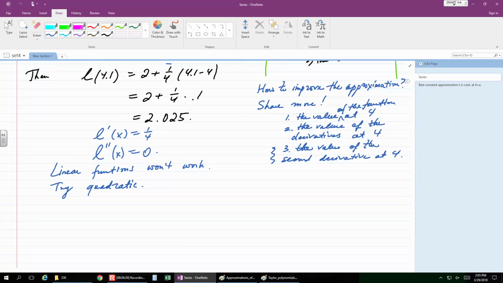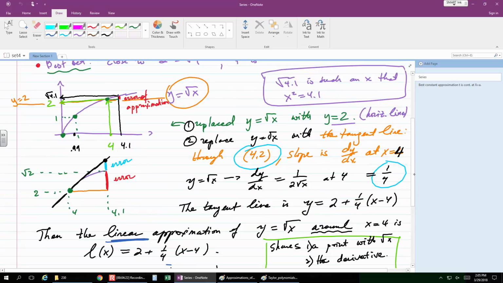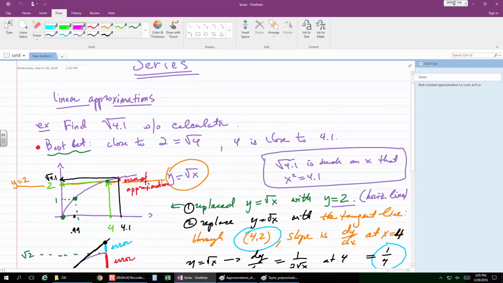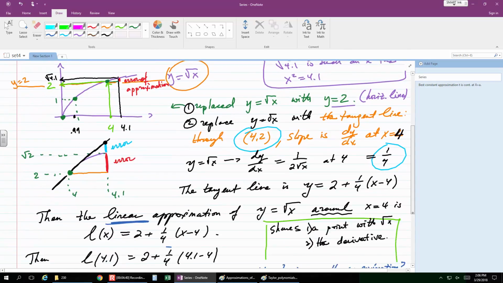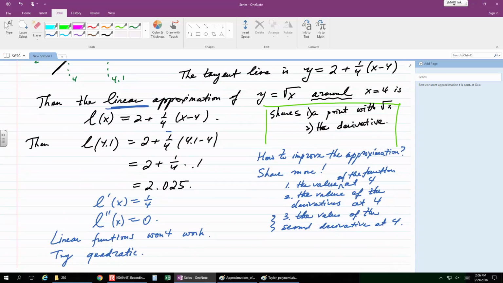So that works out fine. The approximation, as we saw in this example, is better by far. This is the constant approximation. Take the square root of 4.1. What's the best constant approximation? The function is y equals 2, so the answer is 2. But if we approximate it with a linear function, as we did next, the answer was 2.025, which is very close to the number that we saw on the calculator.